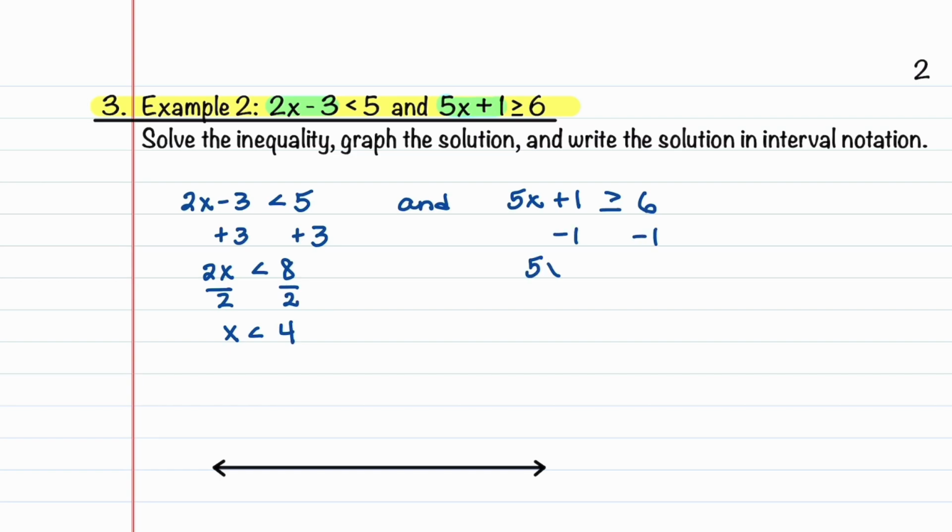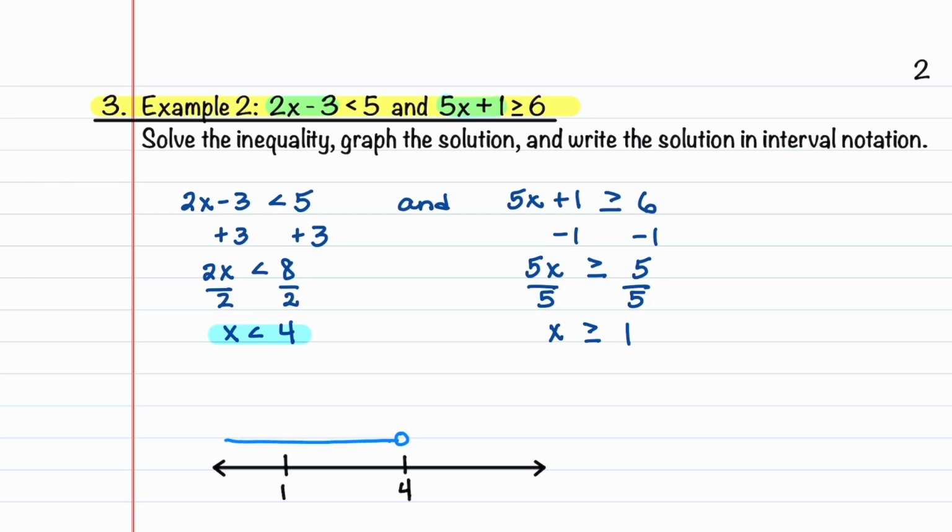That gives us 5x is greater than or equal to 5. And then we're going to divide by 5 to get x by itself, and that gives us x is greater than or equal to 1. Let's go ahead and go down to our number line, and let's put the number 1, and let's put the number 4. Let's graph our solution on the left first. It says that x is going to be less than 4, and 4 is not included. So let's put an open circle at 4 and a line to the left.